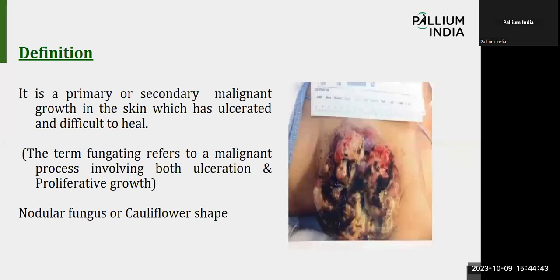So the term fungating refers to a malignant process involving both ulceration and proliferative growth. That means whenever we see a cancerous wound, in the next week proliferative growth will develop, and that will lead to more ulceration and it will look like a cauliflower shape or a nodular fungus shape, right? So it is normally a wound, but it is ulcerated and difficult to heal, and there will be an over-proliferative growth of the tissues of that ulcer, right?